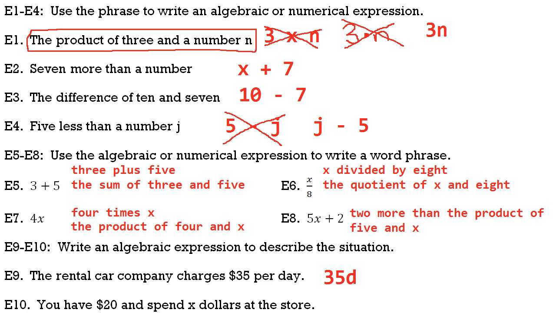Okay. Now this last example here, you have $20 and you spend X dollars at the store. So now you started with $20 and then you're going to take away the amount of money you spent. So it's 20, but then you have to take away how much you spent. So that's going to be subtracting X. So starting amount minus the amount of money you spent should give you that final amount.